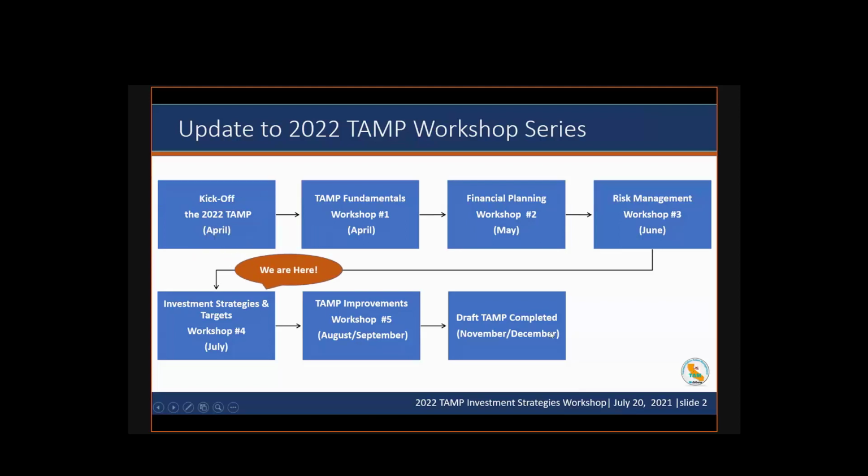Okay, so we show this slide at every workshop just to keep everybody apprised of where we are on our march along. This is showing workshop 4. We ended up doing 2 for risk, and then we did one that was what we call the kickoff. It wasn't really numbered, but this is effectively our 6th workshop, or at least 6th session. And after this, we have really the improvements, and then we'll draft the TAMP. So this is our second to last workshop. Next slide.